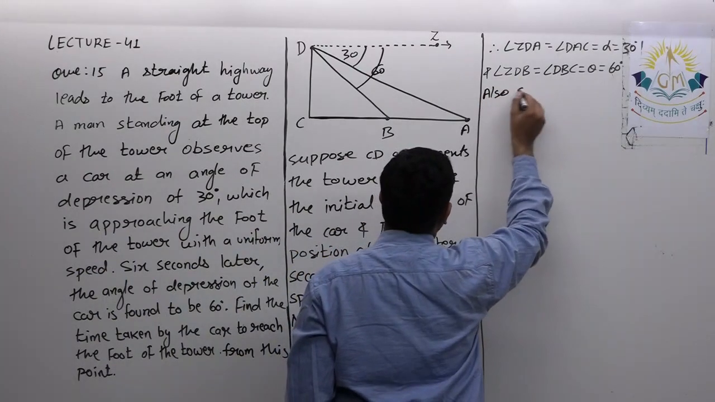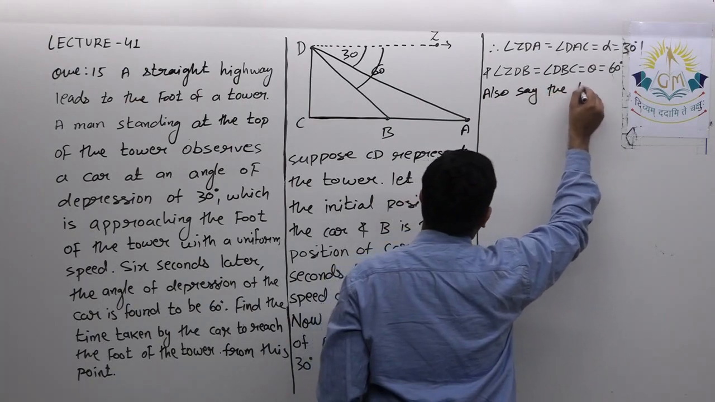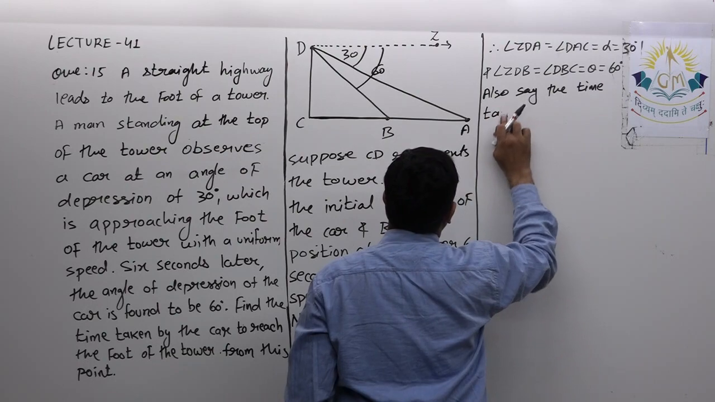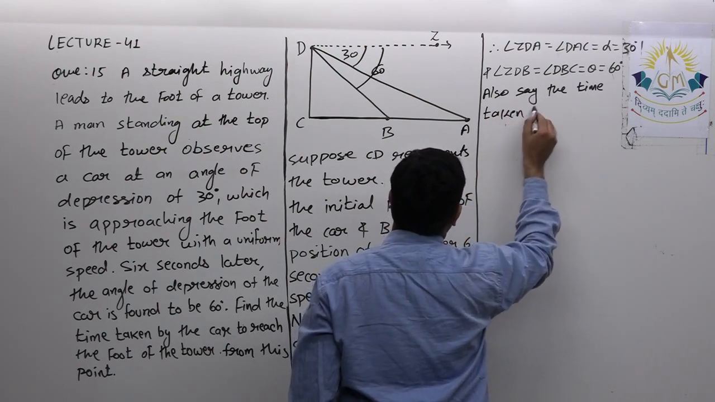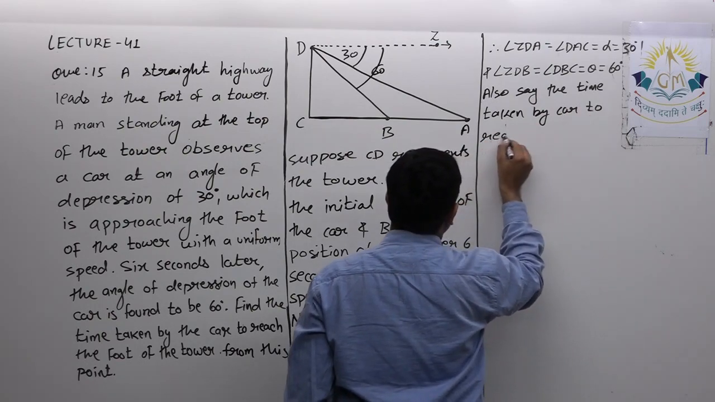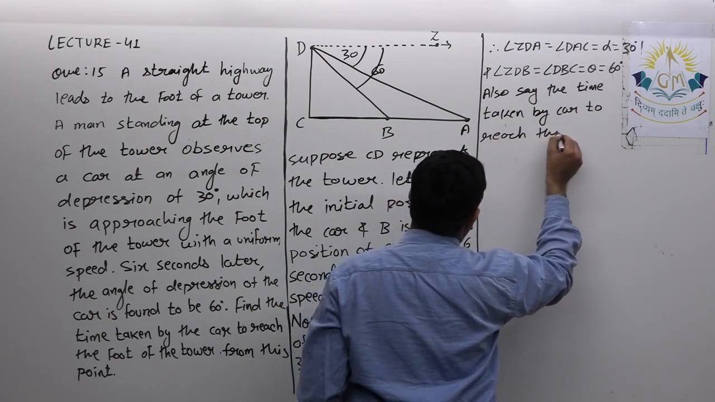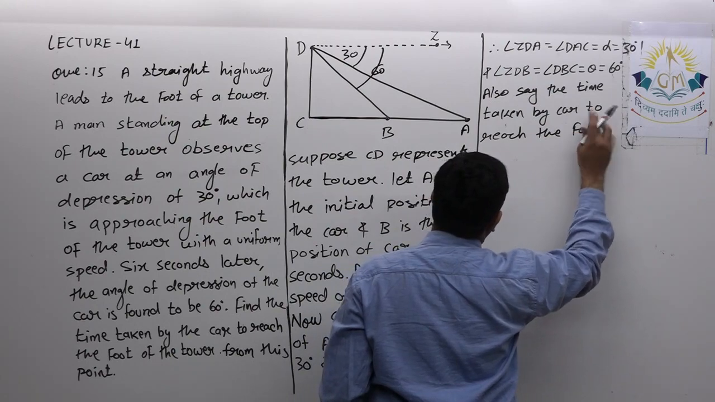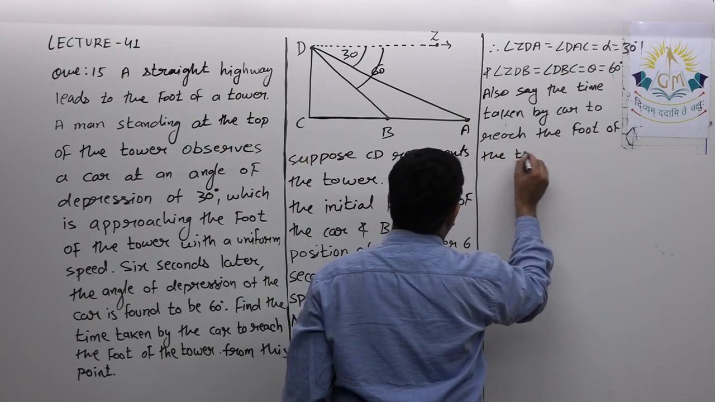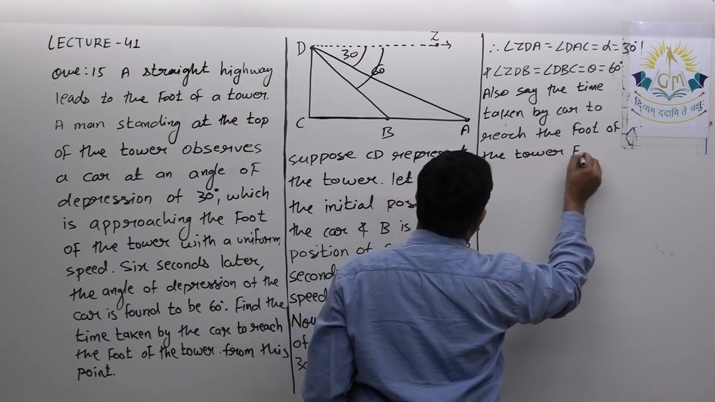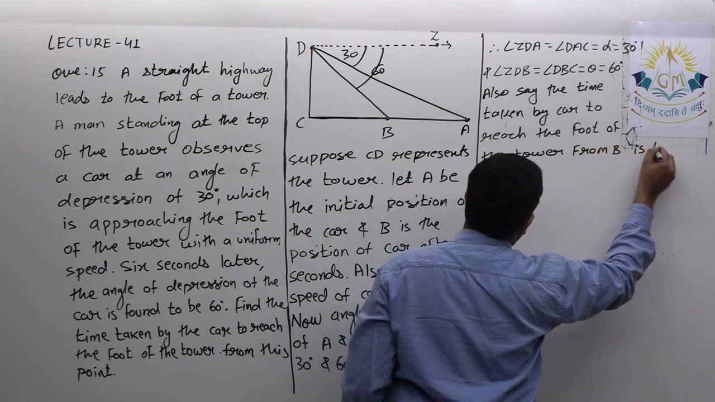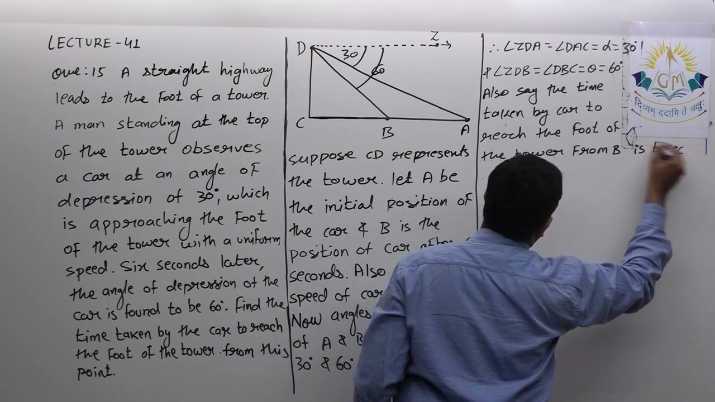Also say the time taken by the car to reach the foot of the tower from B is t seconds.